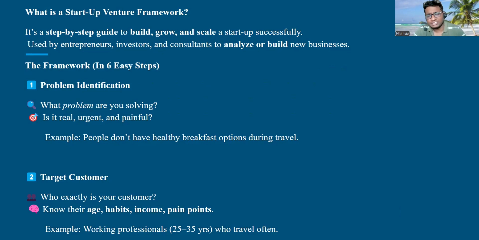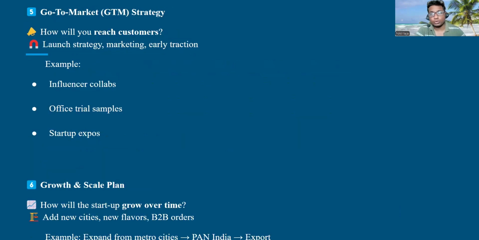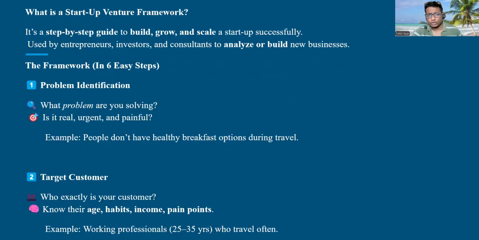So the framework has 6 steps. First, we have to identify the problem. Second, we have to know who our target customer is. Third, we have to position our unique value proposition or unique selling point. Next, the business model: how we will be earning money. Next, go to market: how we will be reaching people. And the growth or scale plan is nothing but how we will be expanding. We will be learning about all this in these slides and in this video.